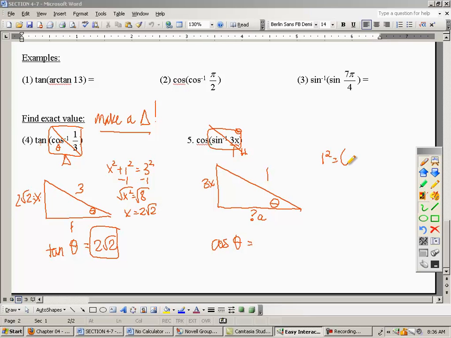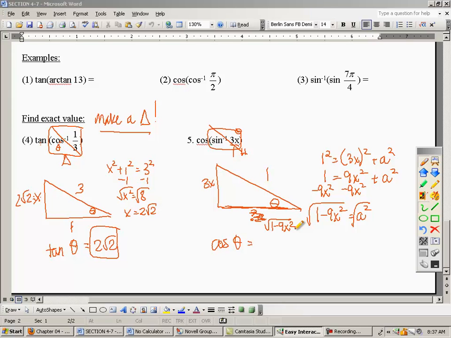1 squared equals 3x squared plus a squared. So 1 equals 9x squared plus a squared. And when I subtract 9x squared, 1 minus 9x squared equals a squared, and I square root. So the value of this adjacent side, if I get rid of this, is the square root of 1 minus 9x squared. And if I'm looking for the cosine, cosine is adjacent over hypotenuse, so I just get an answer of the square root of 1 minus 9x squared. And so the whole goal of this, if the trig values do not match, then you want to make triangles.